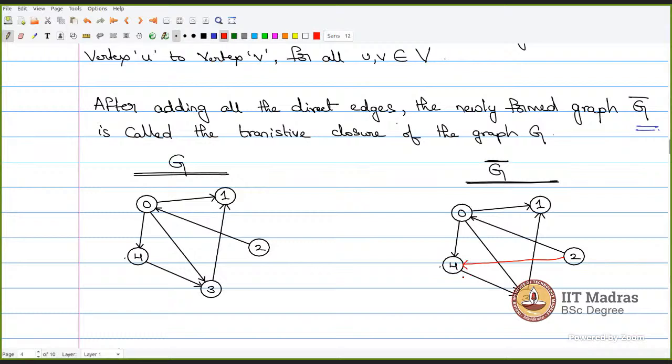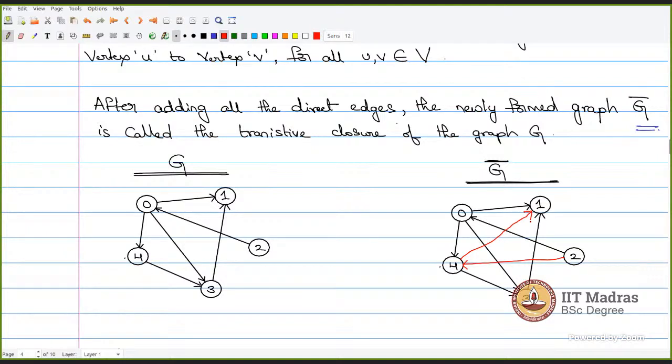Similarly, vertex 4 to vertex 1, I have a path from 4 to 3, 3 to 1. So what I have to do? I have to add an edge from 4 to 1. Okay. Are there any other pairs of vertices?